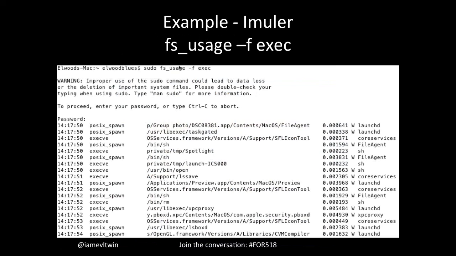So what does this look like using fs_usage? fs_usage with the exec filter shows us that we have file agent, bin sh. Now this is where we get cut off. If you can see here, this is without the -w, so all these file paths are getting cut off. But for the sake of a screenshot, you kind of have to do it. Just be aware of that. We have private tmp launch-ICS 000 sh rm. And what this is actually doing is storing a script in private tmp launch-ICS. It's opening it, it's running it, it's removing files, it's adding files, all sorts of really great stuff.